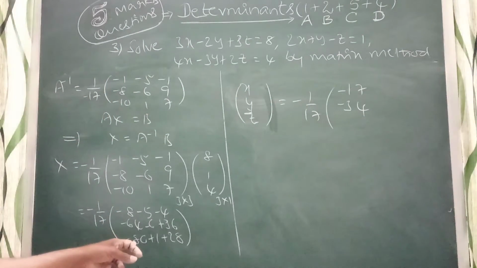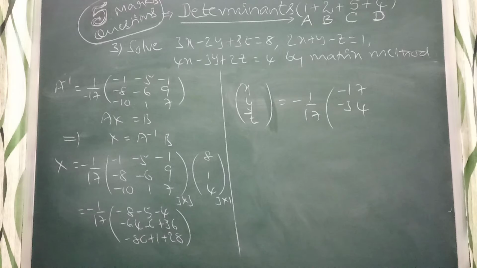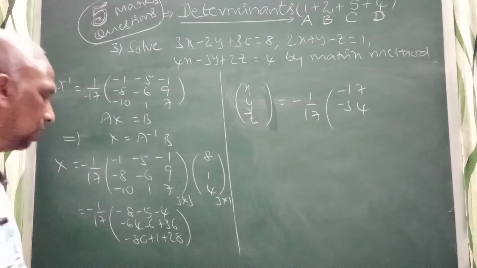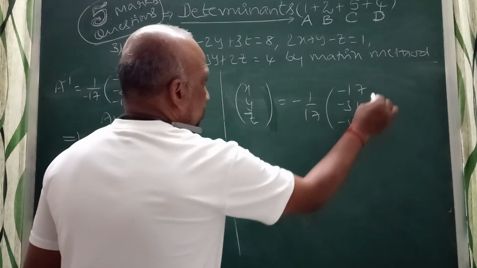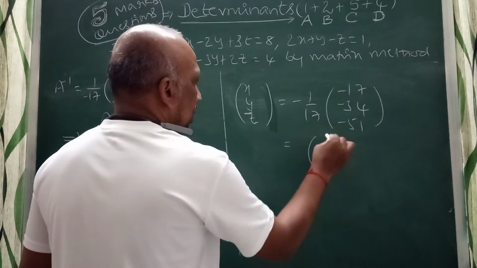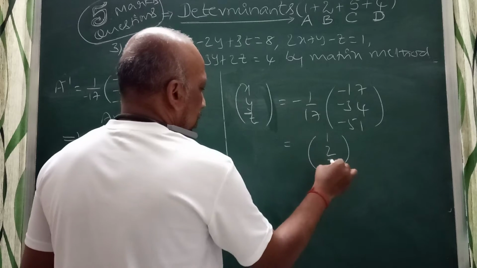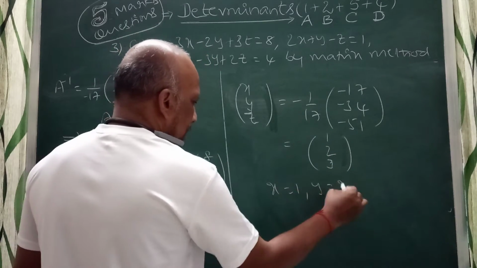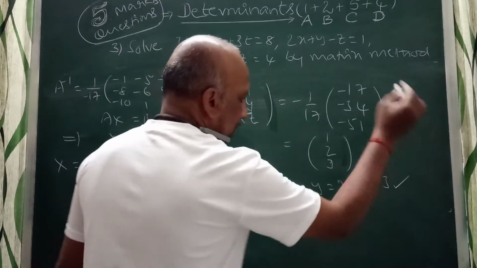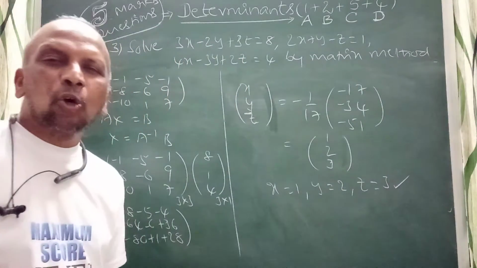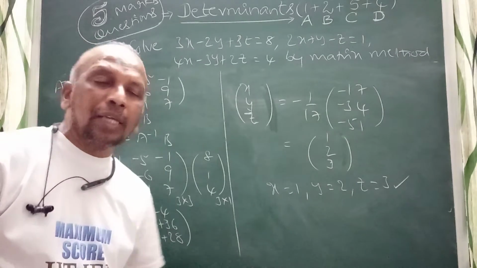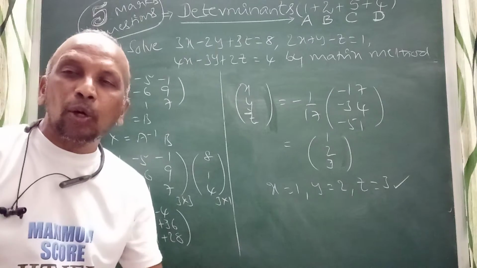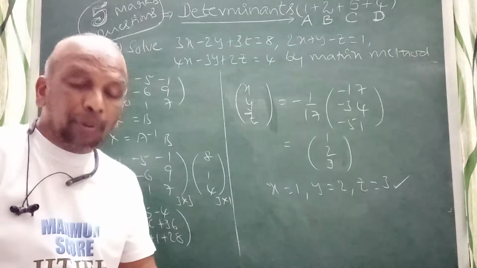Now you can see here, minus 80 plus 29 comes to minus 51. You multiply with this, and it comes 1, 2, 3. Comparing both sides, I can write x is equal to 1, y is equal to 2, z is equal to 3. After finding the values, you can substitute here to verify whether your answer is correct or not.